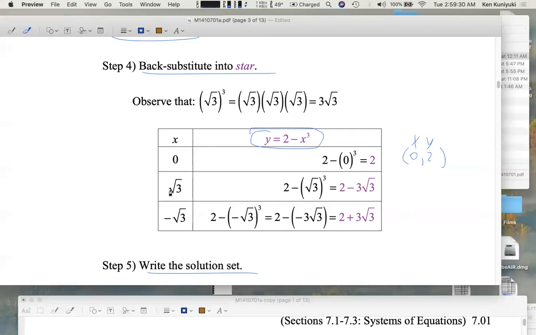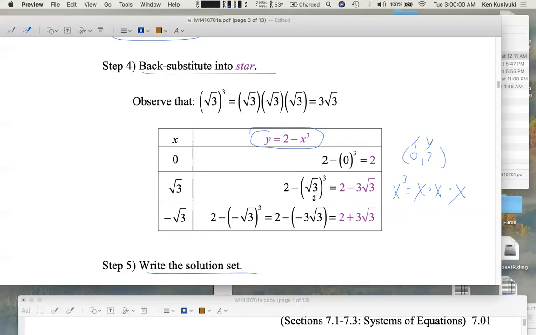Next, let's go to x equals positive root 3. Plug in. Okay, we have y equals 2 minus the cube of positive root 3. But what is the cube of positive root 3? Well, let me ask you something. If an algebra student were to ask you, what is x cubed? What would you say? X cubed is x times x times x.